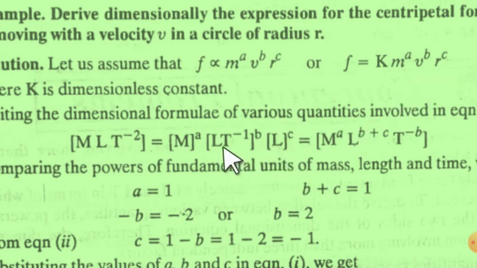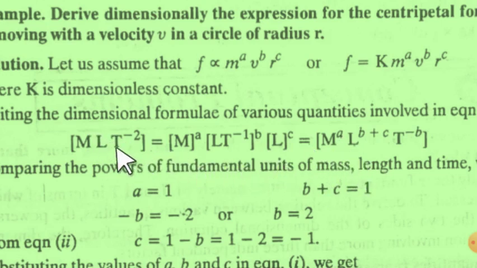If we simplify it, it will be M to the power a, and for L the powers are b and c, so b plus c will come up for length. Likewise for time it will be minus b. Now we need to equate them. The dimension of mass for the given physical quantity is 1, so we equate it with the dimension of mass on the right hand side. So a will be equal to 1.